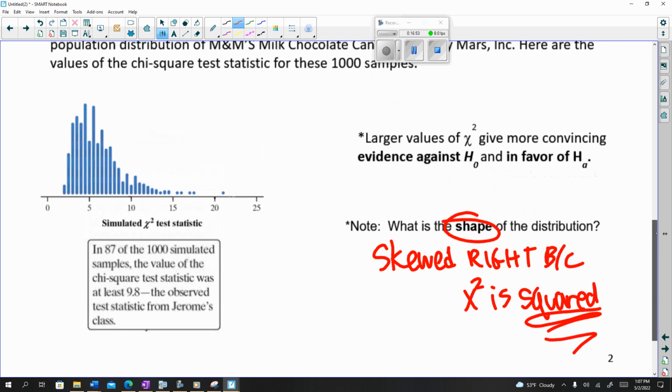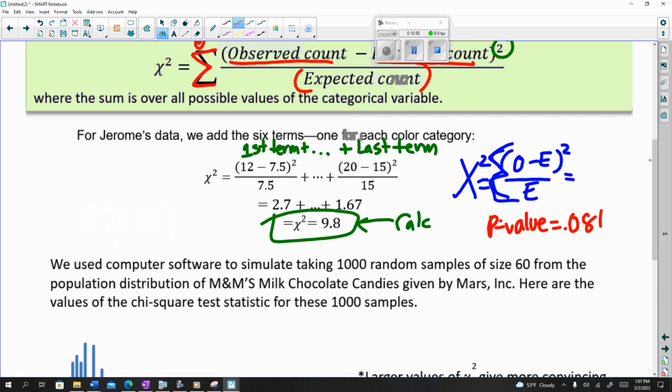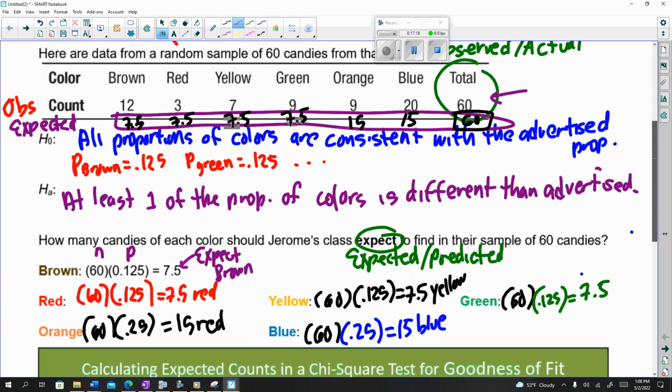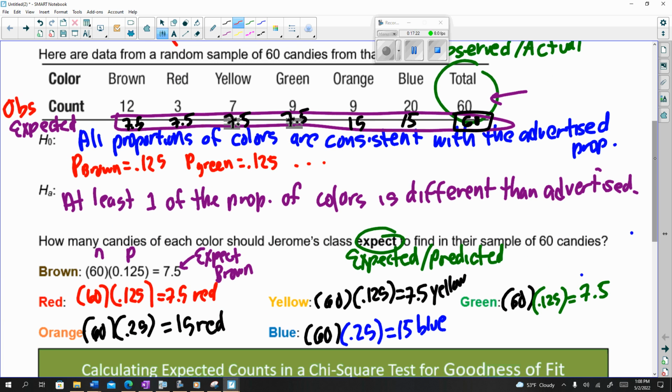Okay, so now if we go back to our p-value, let's see if we can make our decision. Remember, when p is low, reject H0. How low? Less than the alpha level. So if alpha was 0.05, would I have rejected the null? Is 0.081 less than 0.05? The answer is no. 0.081 is greater than 0.05. So I would fail to reject the null. So if you go back to your null, remember the null I said was all the proportions that we got for the M&Ms are actually the same or consistent with what was advertised.